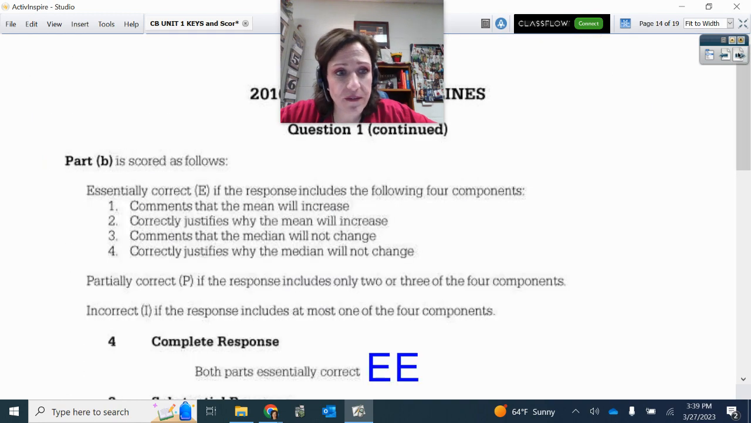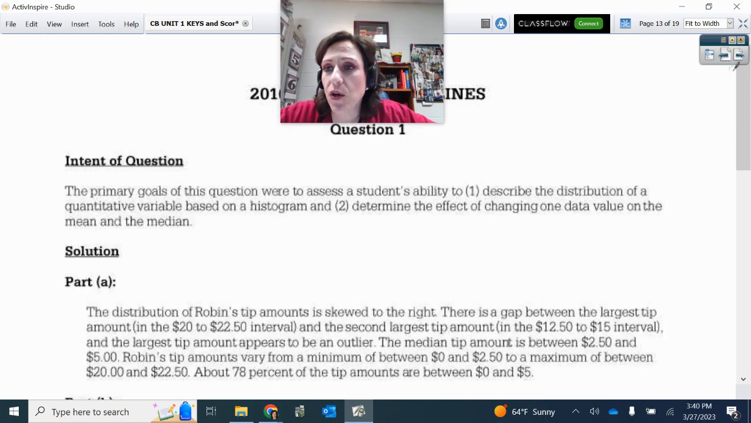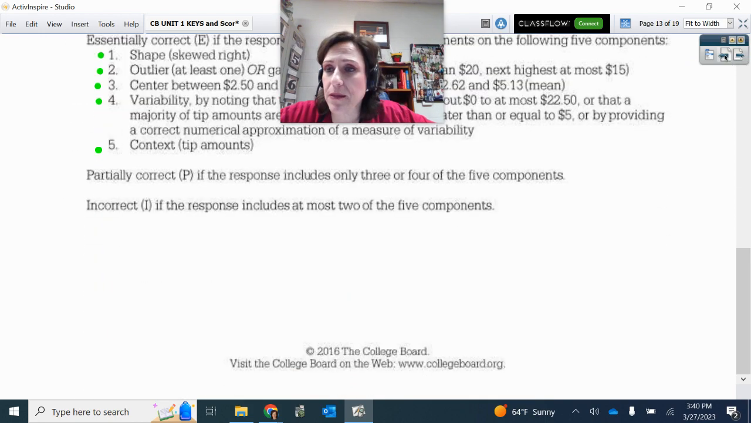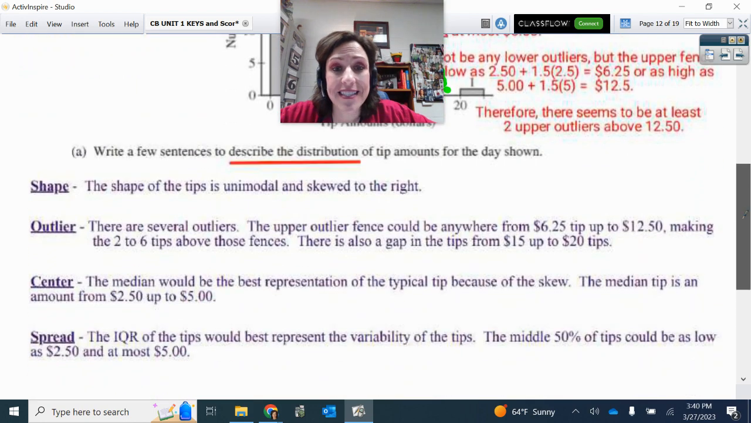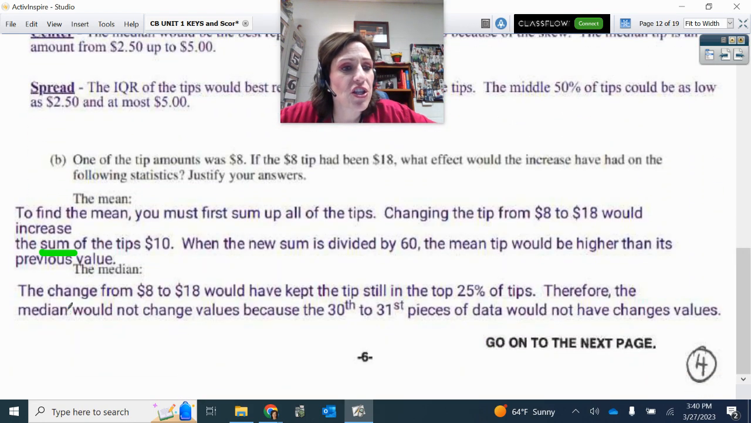And that has to do with because that sum of the tips is now $10 higher. In fact, let's look specifically at how this is. Comments that the mean will increase and correctly justifies why that mean will increase, which of course is because that sum is now higher, $10 higher. So then that increases that mean. Okay, the next, let's talk about why the median does not change. So the median would have stayed the same. Therefore, the median would not change.